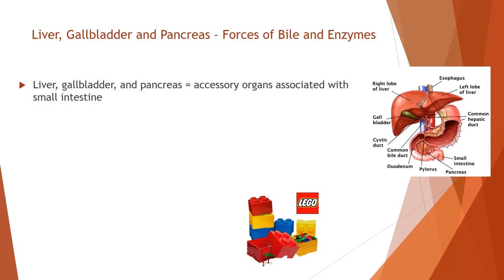So that was the stomach. We've covered that. Now let's look at the liver, gallbladder, and pancreas, some accessory organs that are involved with digestion. So we're going to look at those. The small intestines are in part 3.